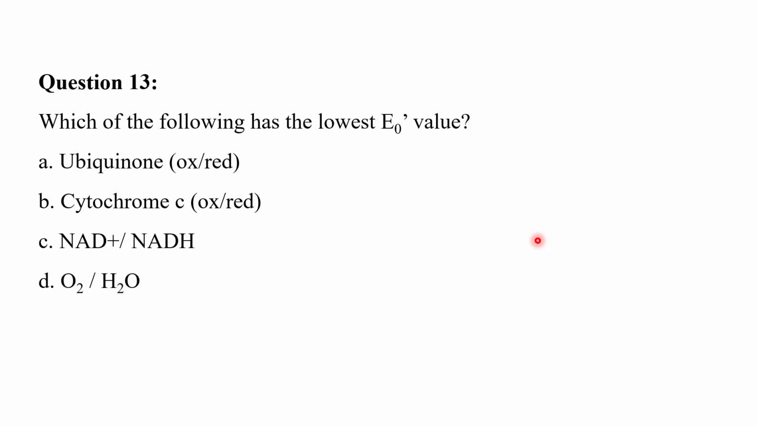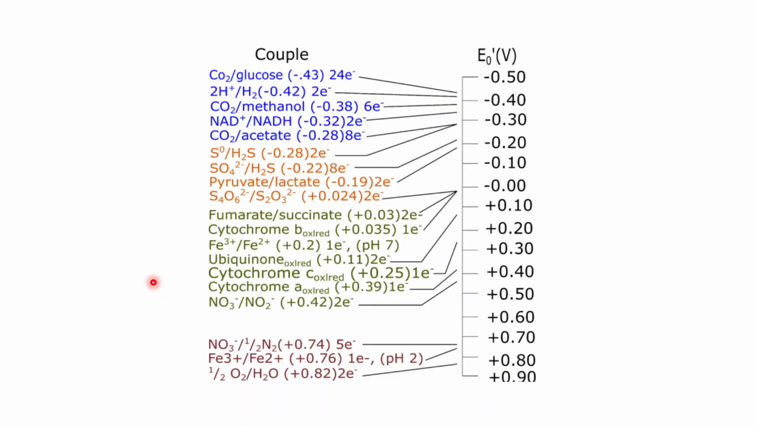So the next question, question number 13. Which of the following has the lowest E naught value? E naught value is the reduction potential. The options are ubiquinone, oxidized form versus reduced form; cytochrome C, again oxidized versus reduced form; NAD plus versus NADH; and O2 versus H2O. So the correct answer is NAD plus versus NADH.